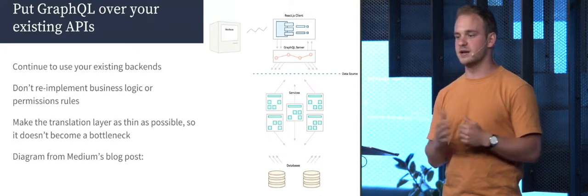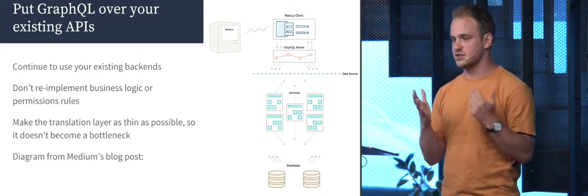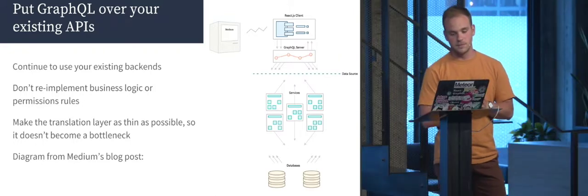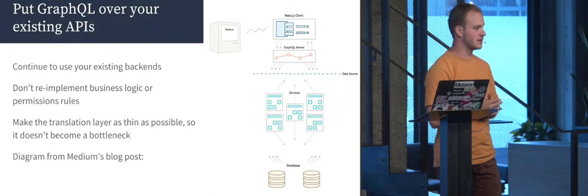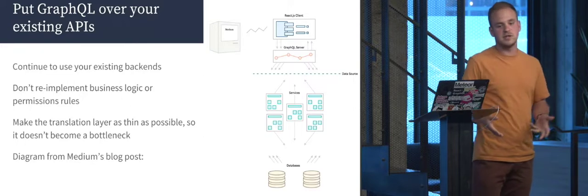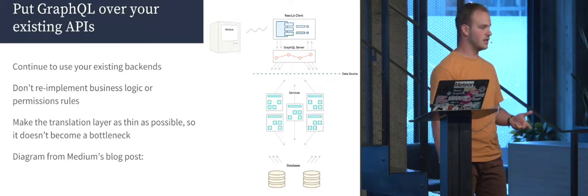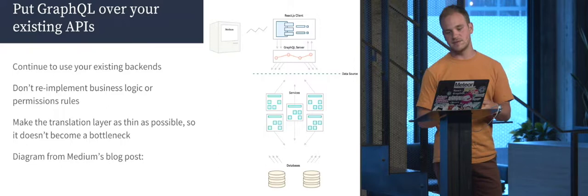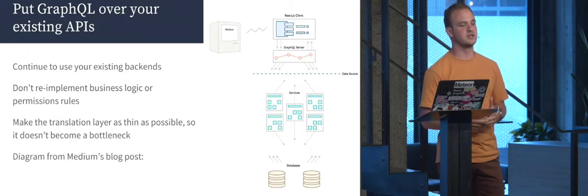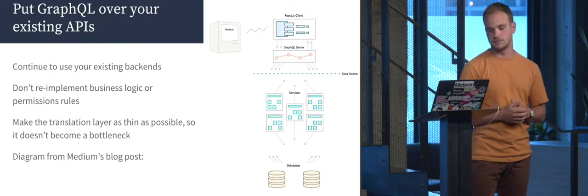And they were able to get onto GraphQL, I think in their blog post they said just in a matter of months. And if you make that translation layer as thin as possible, you can actually keep doing things the way that you were doing. You can continue developing those services the same way, and then have that GraphQL API just be an easier way of accessing all of that data.